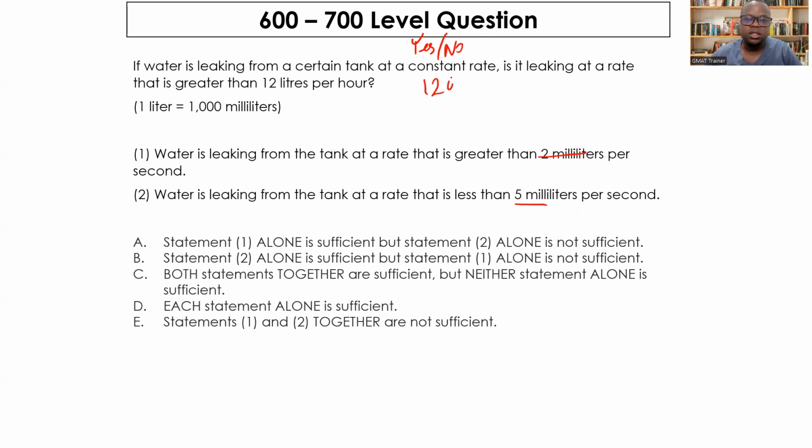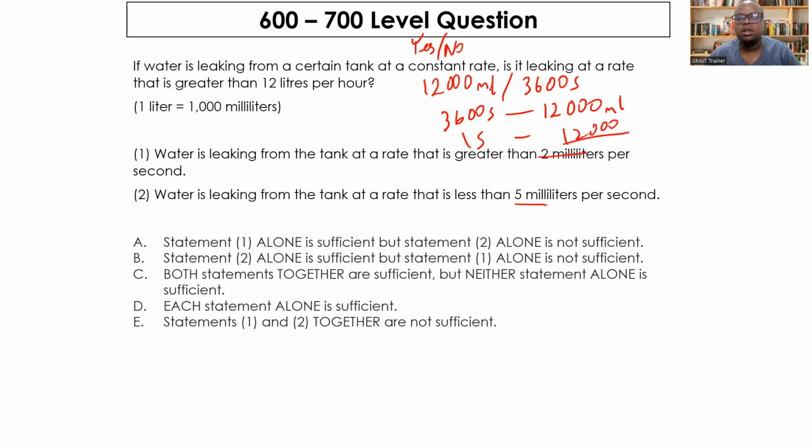So 12,000 ml per how long? For 3,600 seconds. So that is the rate that you do have. In 3,600 seconds, it leaks 12,000 ml. How about in 1 second? In 1 second, that means it will be 12,000 divided by 3,600. So the zeros cancel, and then 12 will go into 36 3 times.